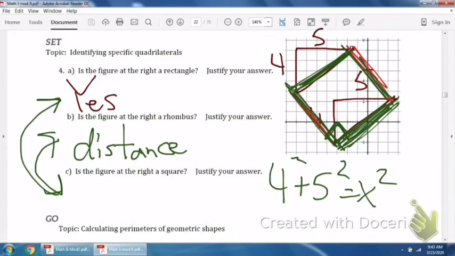So really, when you get to the square, this is really all stuff you've already done. You can just look up at A and B. I already did the work. So that's the set. And then when you get to the go, you're just finding the perimeters of all those shapes.